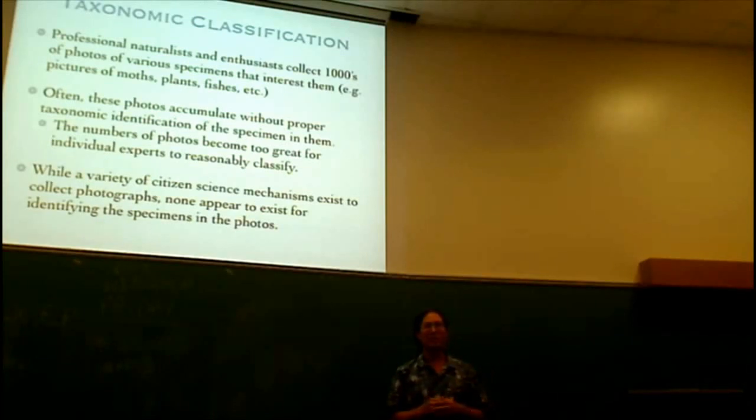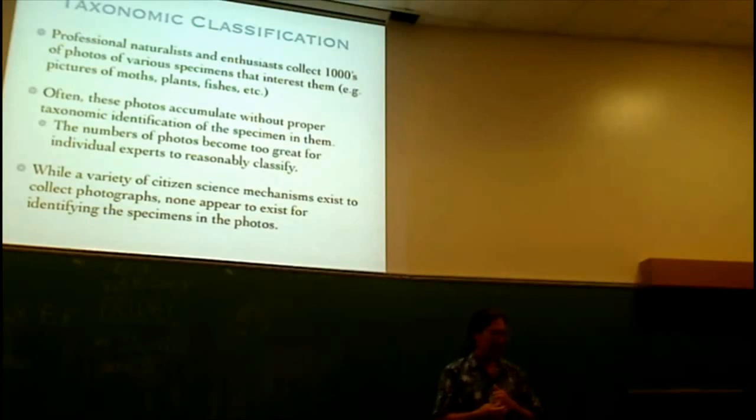Galaxy Zoo is morphological classification. We wanted to do taxonomic classification. And part of the reason there is that naturalists and enthusiasts have thousands of photos of specimens. And in fact, a large number of citizen science projects are actually collecting pictures. So you can take a picture of whatever it is that you've observed.